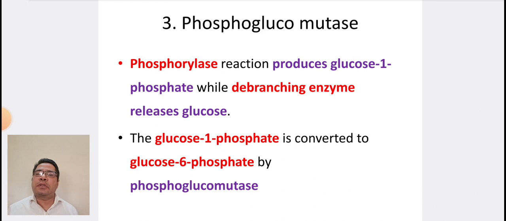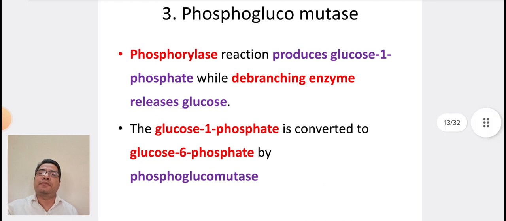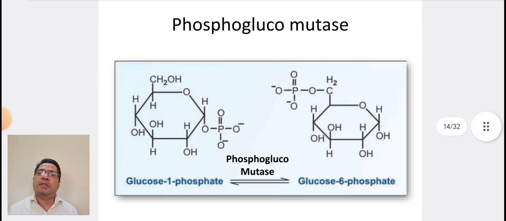Coming to the next point, phosphoglucomutase. The phosphorylase reaction produces glucose 1-phosphate, while the debranching enzyme releases free glucose. The glucose 1-phosphate is converted into glucose 6-phosphate by phosphoglucomutase. In this diagram, we can see glucose 1-phosphate is converted into glucose 6-phosphate by the enzyme phosphoglucomutase.